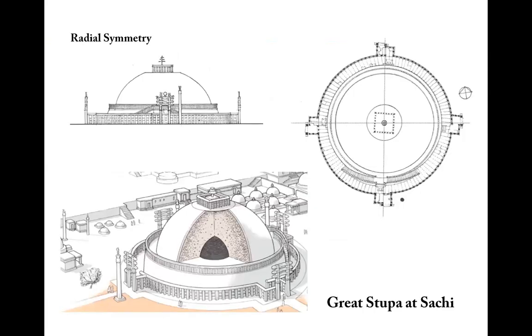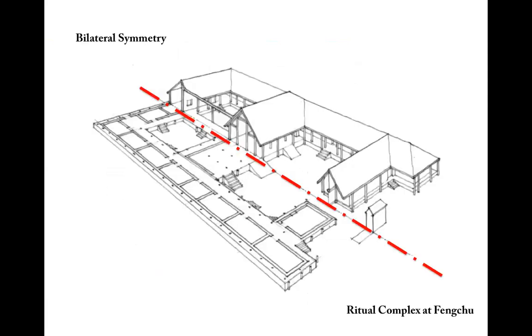As you can see here, this is an example of radial symmetry, the Great Stupa at Sanchi. And this is the bilateral symmetry example. It's the ritual complex of Feng Shui.